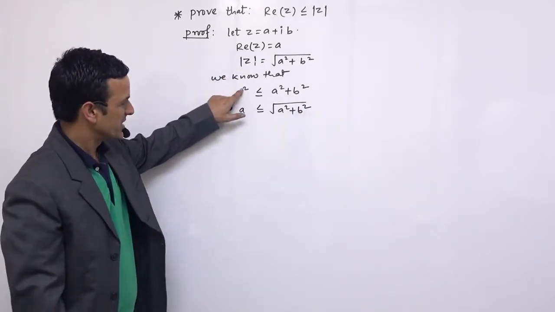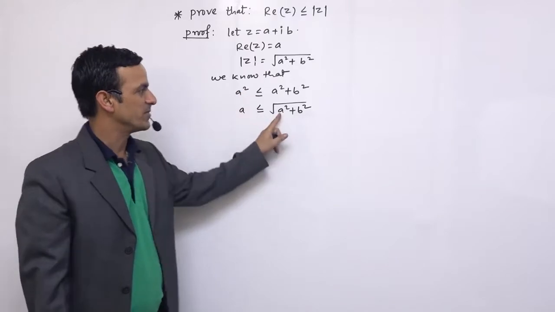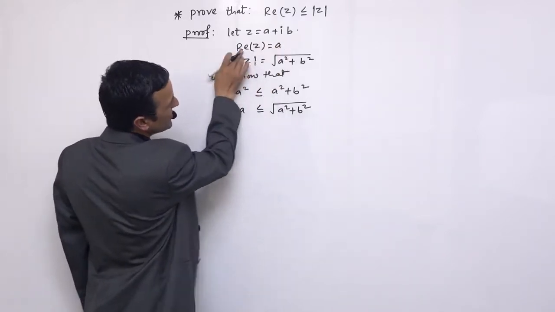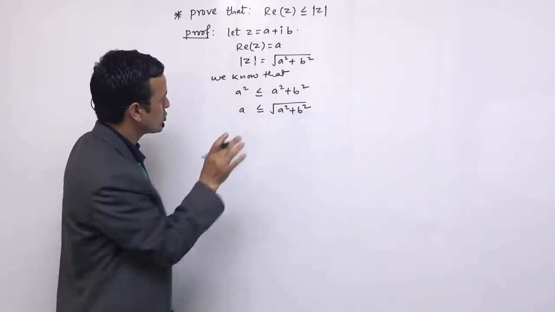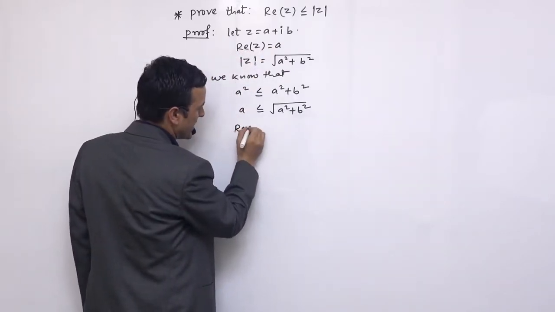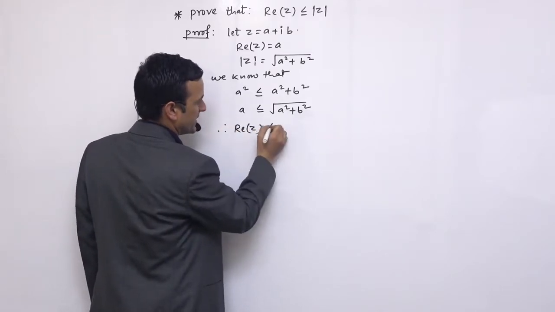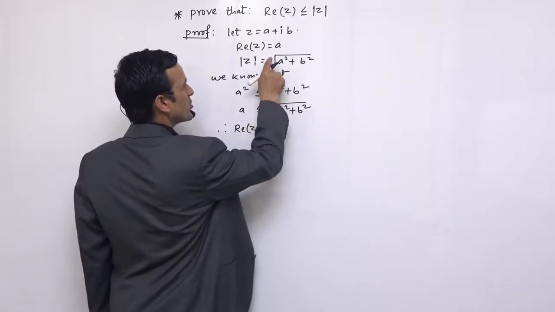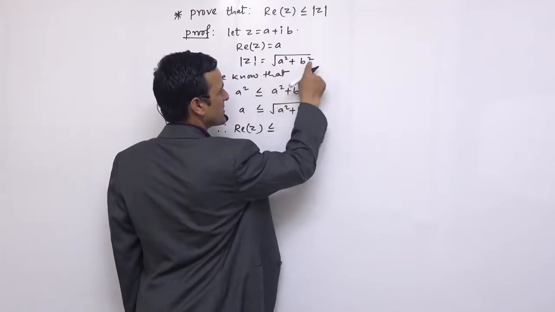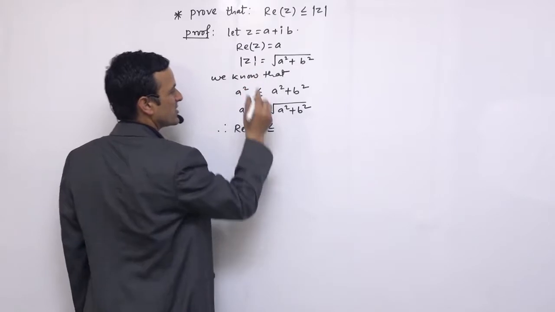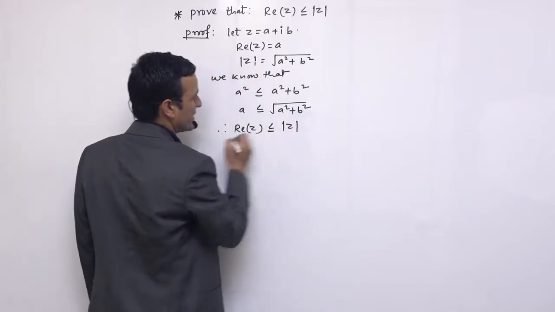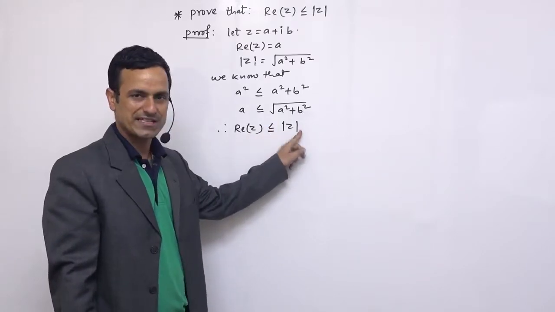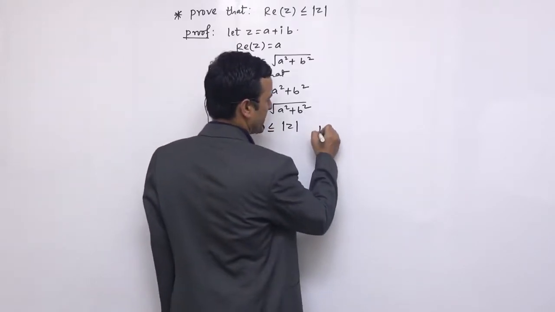If we remove this square, then it will be square root. Then a means what? This a is the real part of z. So in the place of a, we can write real part of z is less than or equal to modulus of root under a square plus b square. Root under a square plus b square means modulus z. So write down modulus z. In this way, real part of z is less than or equal to modulus z. So hence it is proved.